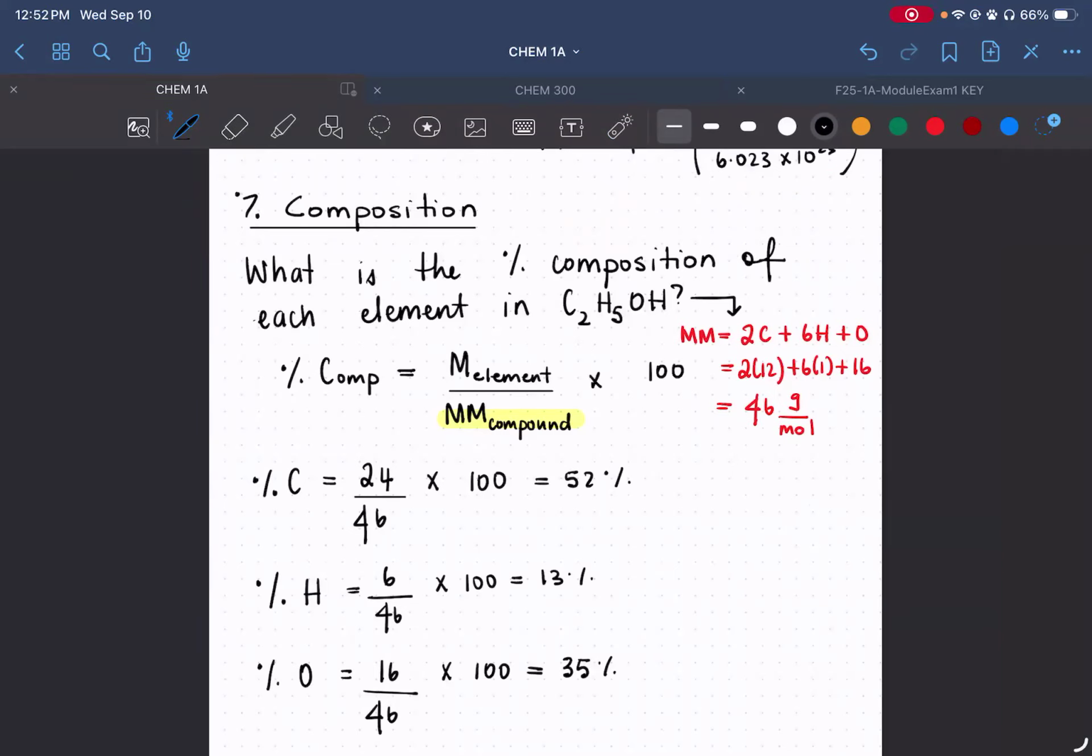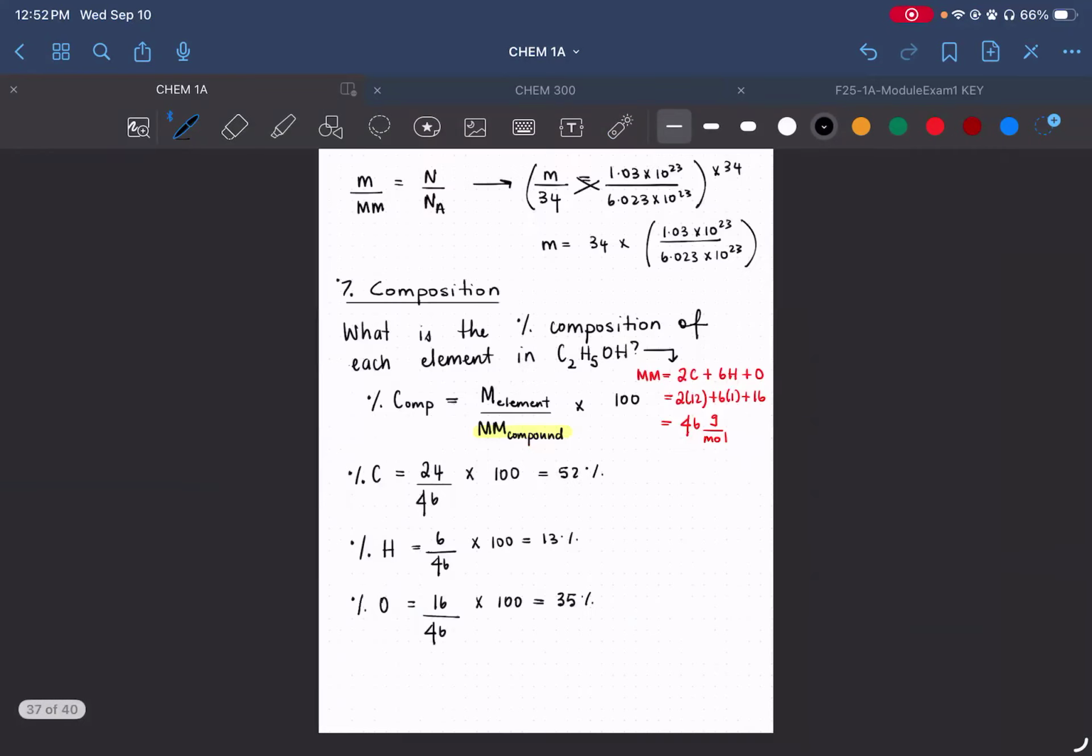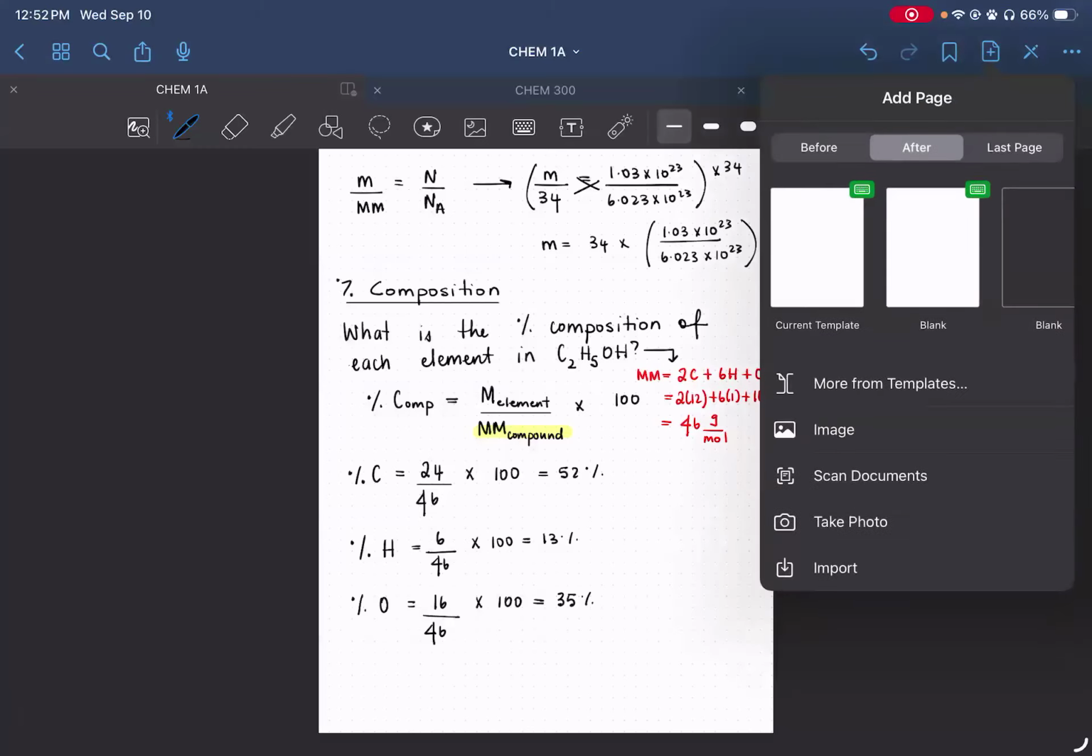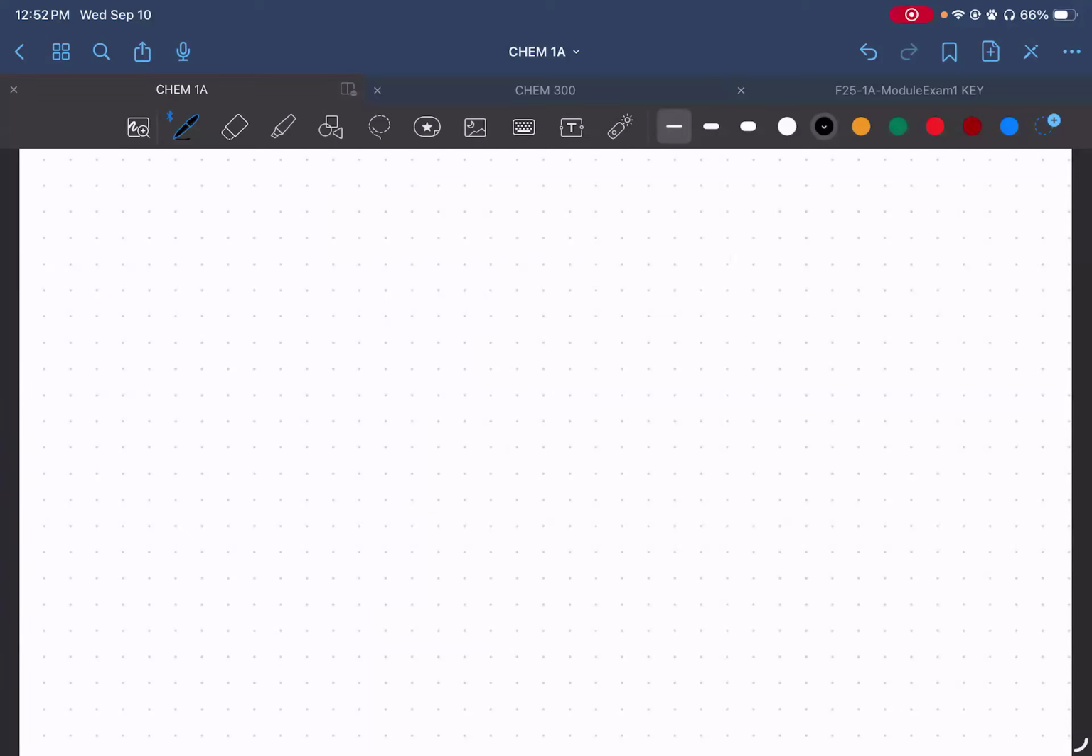So percent composition is a fairly straightforward concept. It's just the amount of an element present in a molecule. Understanding what percent composition is leads us directly into our next big topic: empirical and molecular formulae.